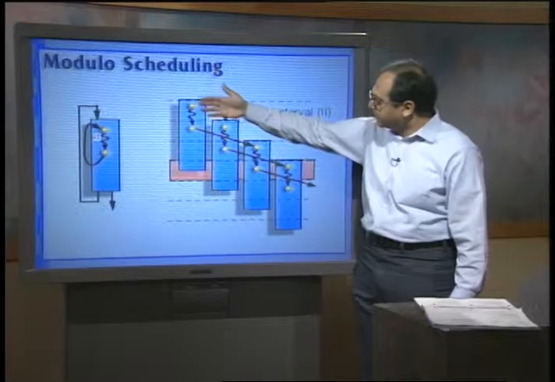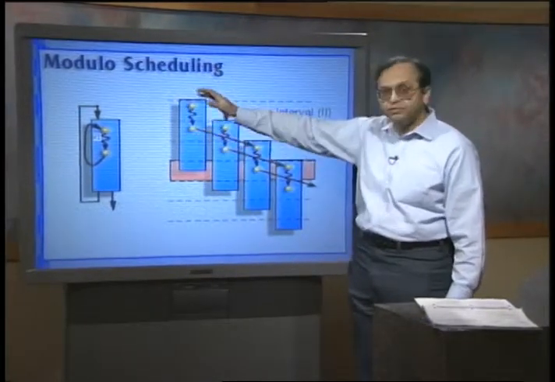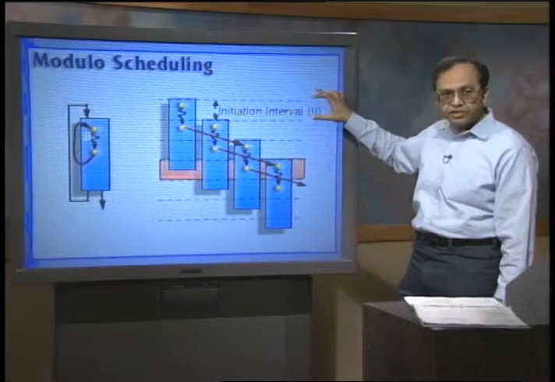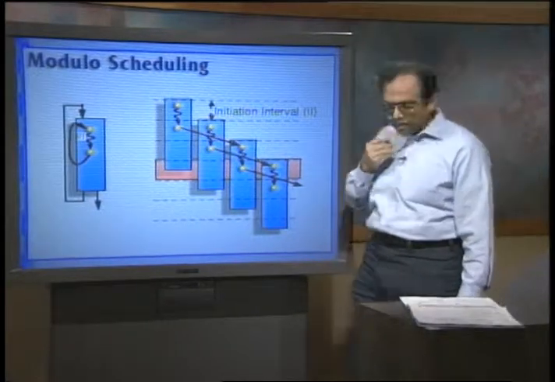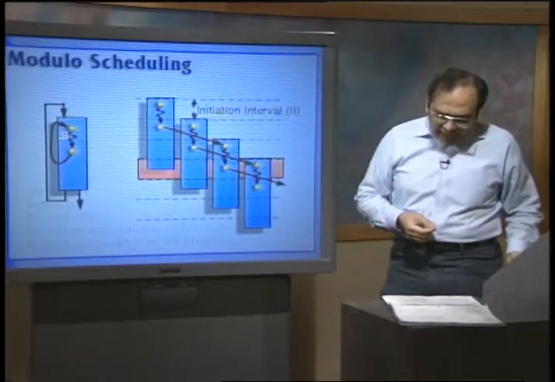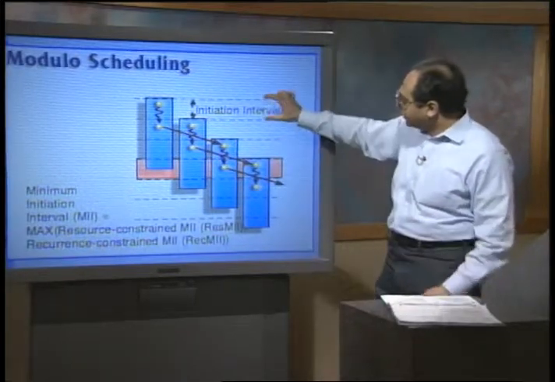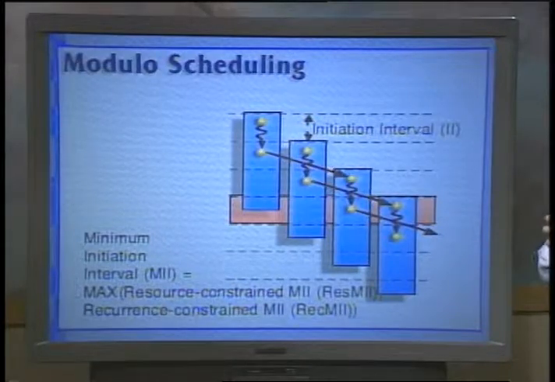So we end up with a constraint that says you can never schedule 2 operations that use the same resource at the same time modulo the initiation interval, or II. And this is modulo scheduling. The issue is, how do we decide that initiation interval? It is determined by taking the maximum, the worst case constraint, between 2 factors.